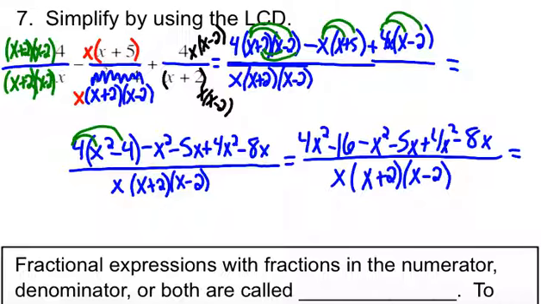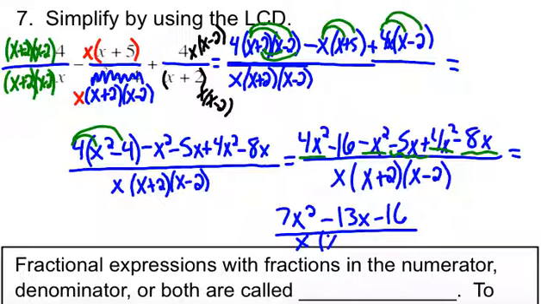Numerator, we just want to combine our like terms. 4x squared minus x squared plus 4x squared. We get 7x squared. Like terms, negative 13x, and then minus 16 over x, x plus 2, x minus 2.